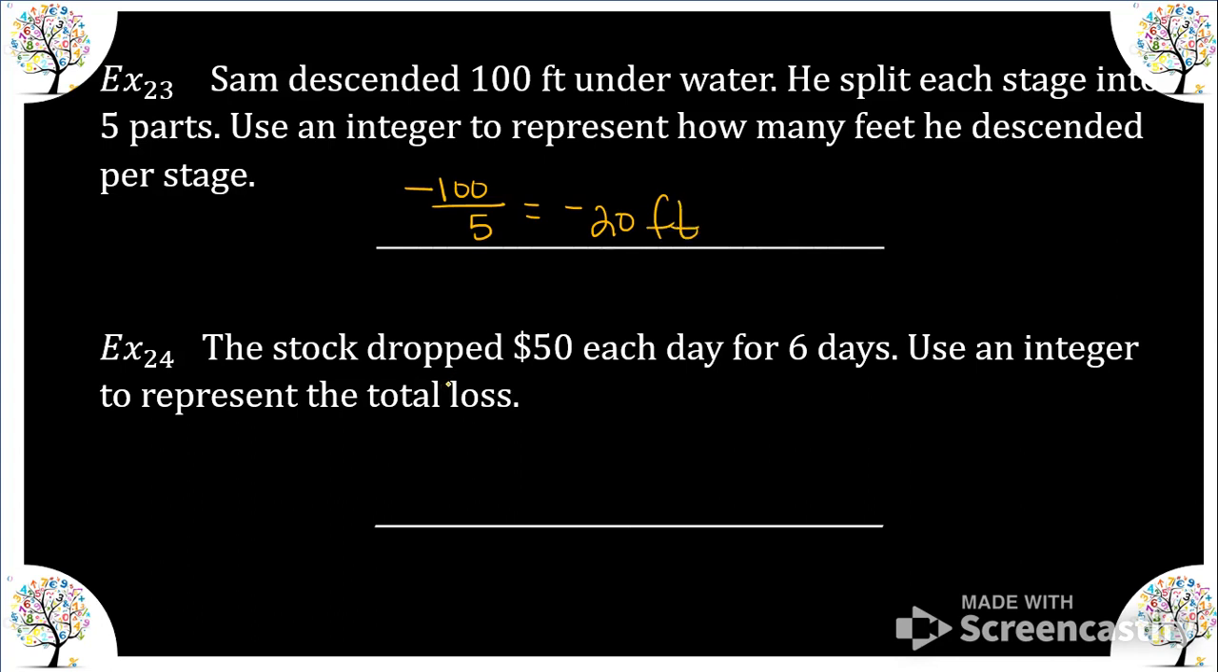The stock dropped $50 each day, so drop means negative, for 6 days. So days is positive. We're going to use an integer to represent the total loss. So we have a negative times a positive. So the loss is negative $300, $50 per day it went down.